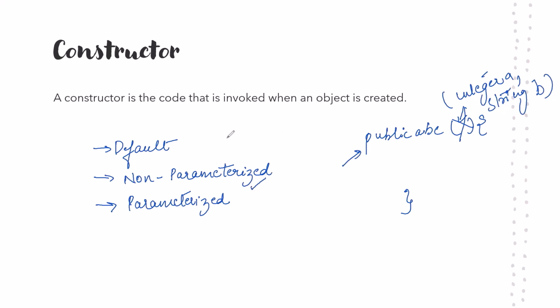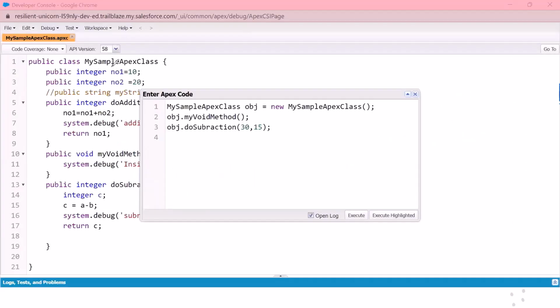Now what is a default constructor? So in my sample Apex class, we did not create any constructor. So what happens when you do not create any constructor? Apex compiler creates a dummy constructor implicitly. So we cannot see that constructor, but Apex compiler creates it. So we do not have to do much about it, but you should know if someone asks you what is a default constructor. So it is a dummy constructor which is created by Apex compiler.